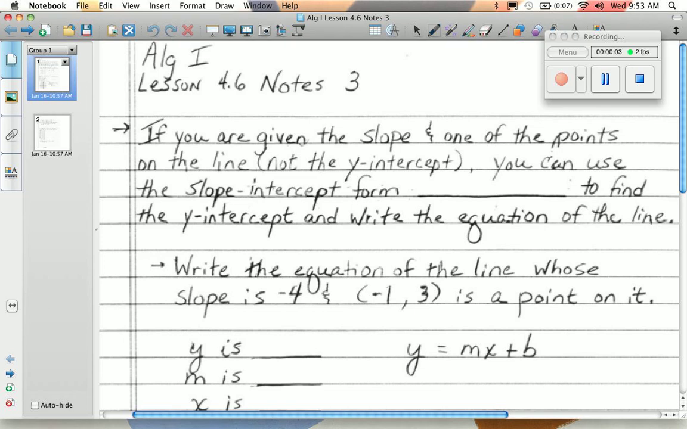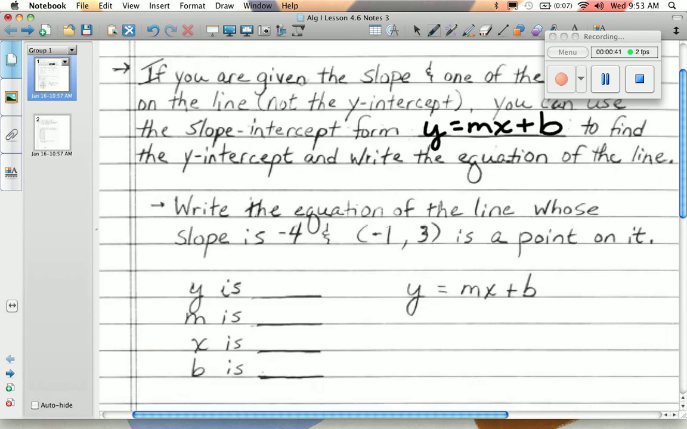So continuing on in lesson 4.6, as I said, this is going to be the last thing that we cover in it. If you were given the slope and one of the points on the line, not the y-intercept, you can use the slope-intercept form. What is our slope-intercept form again? Y equals mx plus b. We can use that to find the y-intercept, because if we know the y-intercept and we know the slope, then we can write the equation that would represent that line and any ordered pair on it, not just the one we were given.